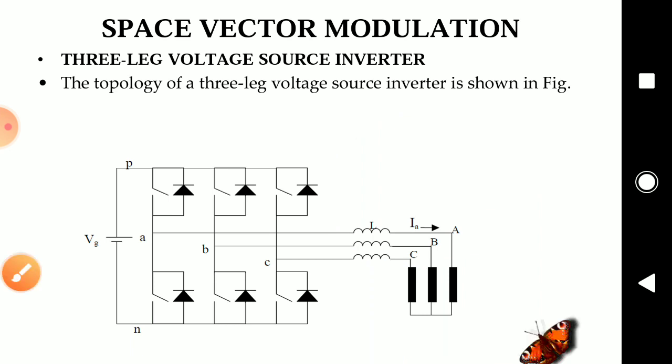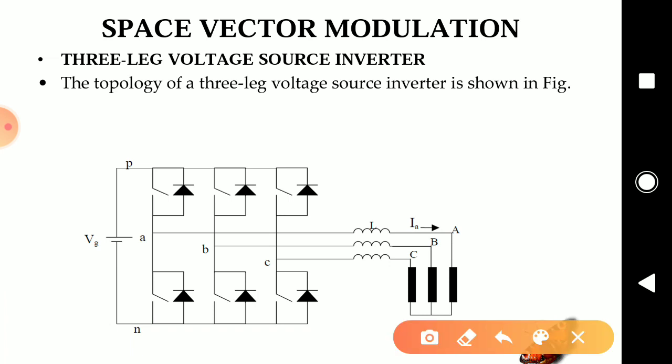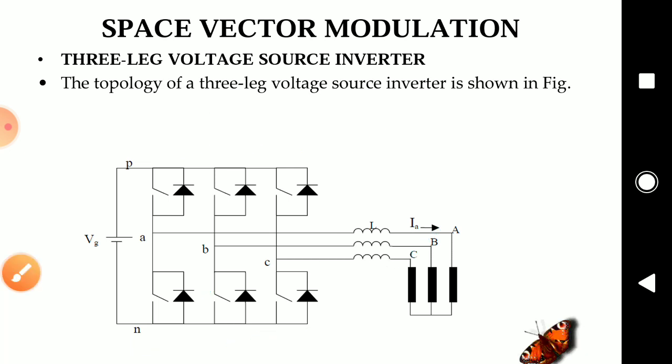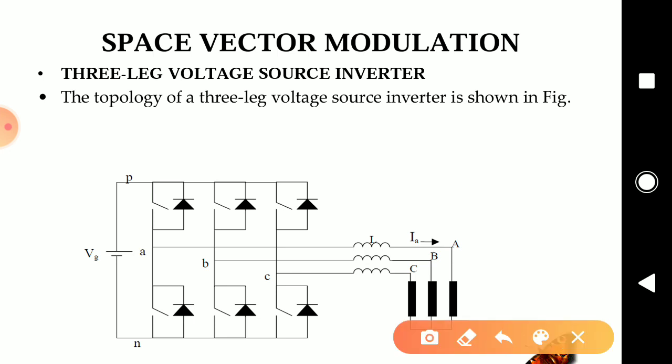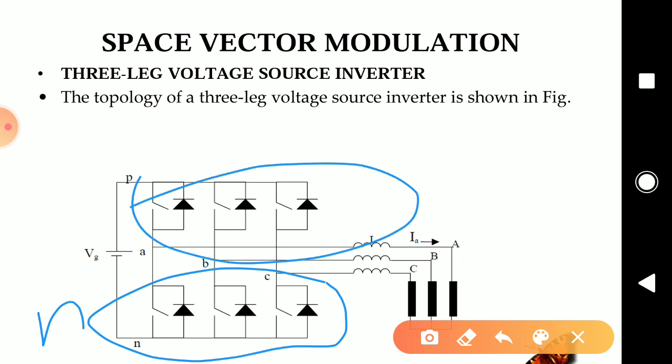Now before moving on to further details, we can see one more thing. Over here you can see that 3 switches are at the top portion and 3 switches are at the bottom portion. The switches at the top I will be calling the P switches, and the switches at the bottom I will be calling the N switches. Okay, so the top are called P and the bottom are called N.